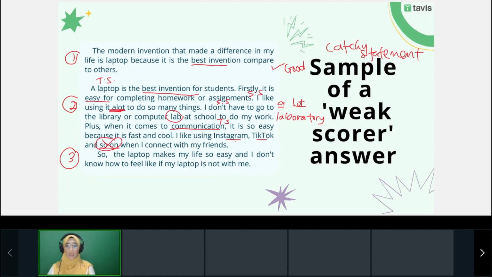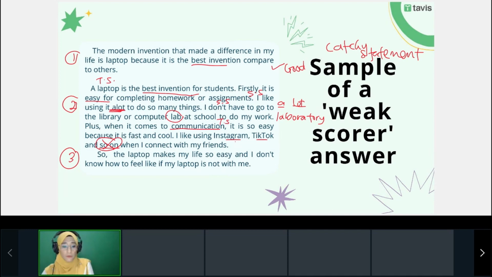No, we cannot use "so on." When you are providing examples, please make sure that you are specific. You have to use an exact example instead of saying "so on," because you are not telling the reader to think of their own answers. No, we're not doing that. You have to provide the reader or the examiner your example. So we cannot use "so on." Try and come up with another example.